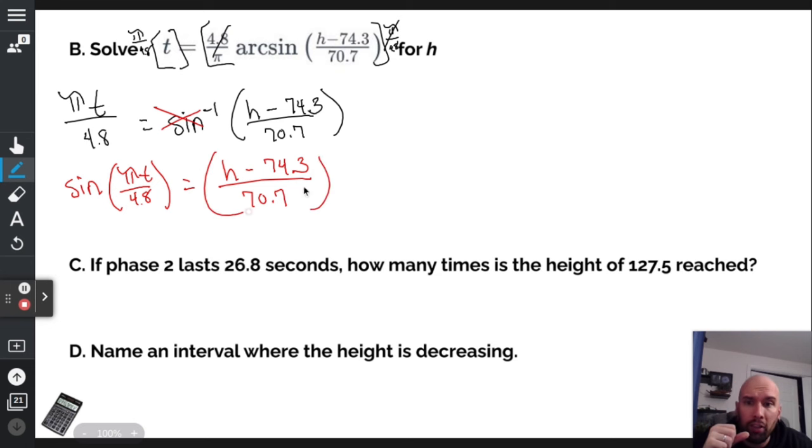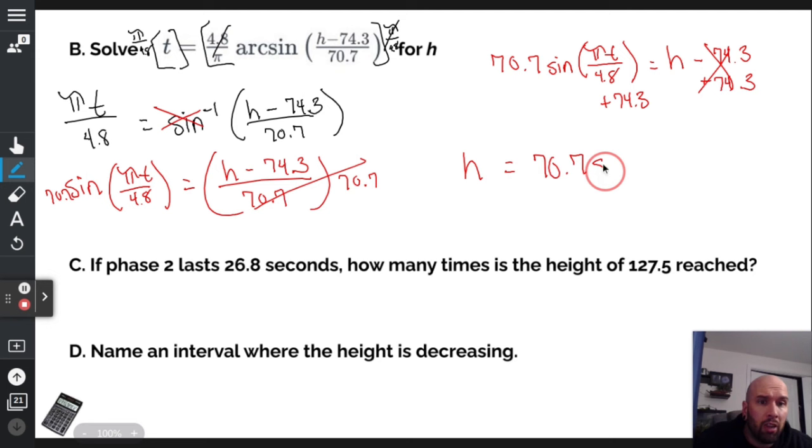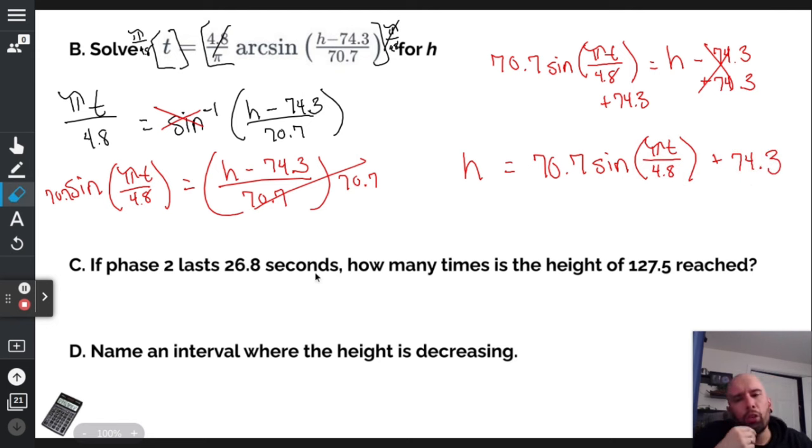The next step to get rid of the 70.7, multiply both sides by 70.7. That gives me 70.7 sine pi t over 4.8 equals h minus 74.3. One more step. Add 74.3 to both sides. And I'm going to move h to the left. h equals 70.7 sine pi t over 4.8 plus 74.3. If phase two lasts 26.8 seconds, how many times is the height of 127.5 reached?